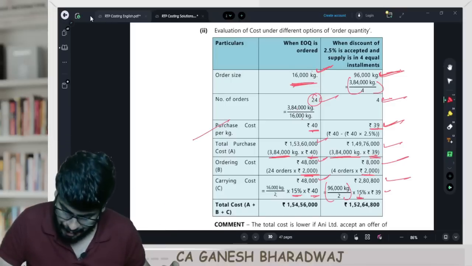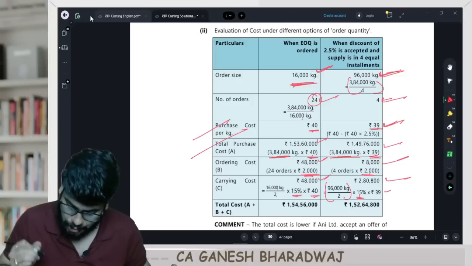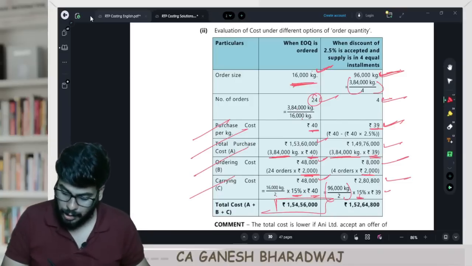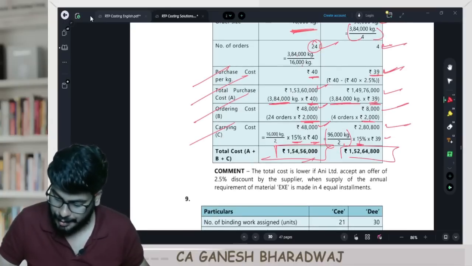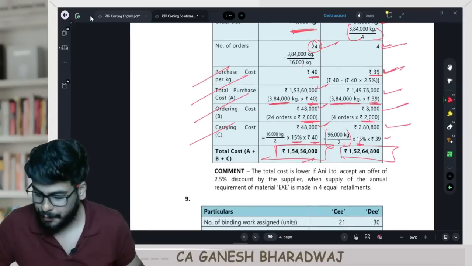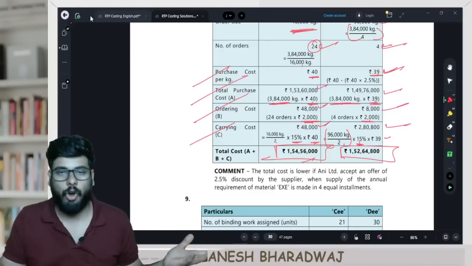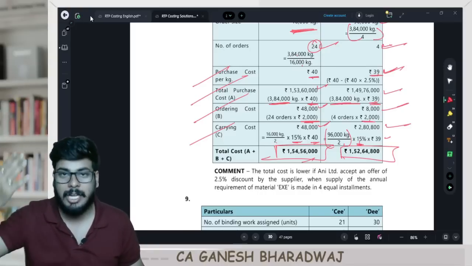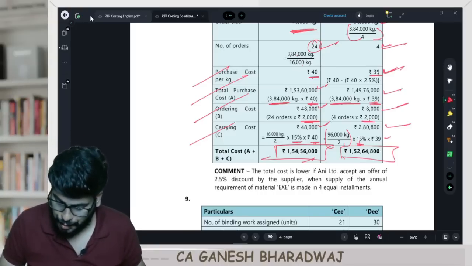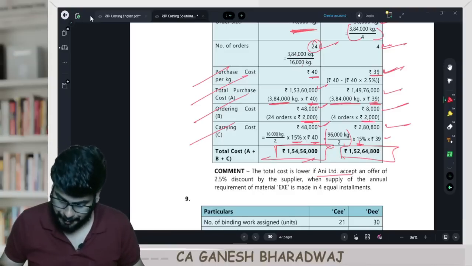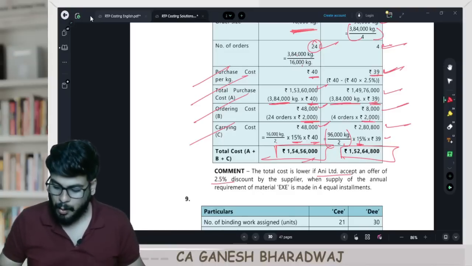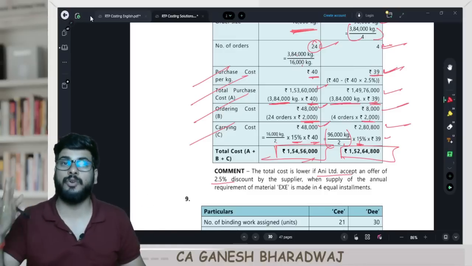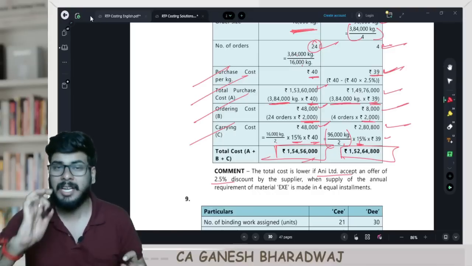So now you add up the purchase cost plus ordering cost plus carrying cost. Under the current EOQ level, it comes out to 1,54,56,000, whereas under the new proposed level, it's going to be 1,52,64,800. So obviously, if you go for the price discount, your cost will be significantly lower. So the total cost is lower if Unlimited accepts the offer of 2.5% discount by the supplier when the supply of annual requirement of material X is made in 4 equal installments. So in this case, you can go for this particular discount. As simple as that. Very straightforward question.